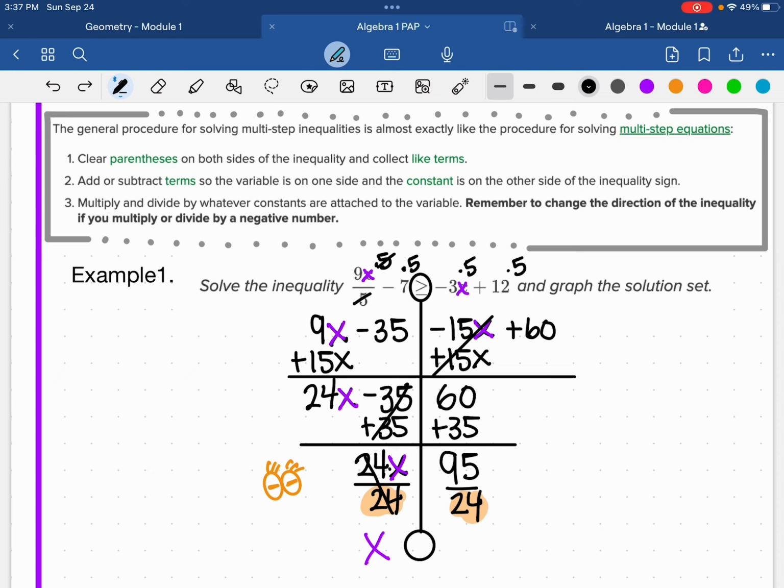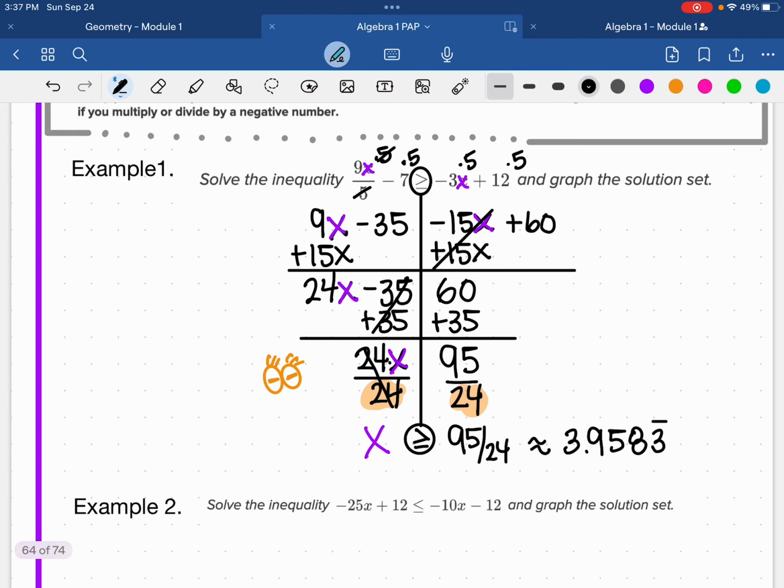That didn't look so great. Let me go ahead and fix that. There we go. And then I'm going to divide this. It's going to stay a fraction. I could put it in the calculator to get a decimal. That might be easier for graphing purposes.